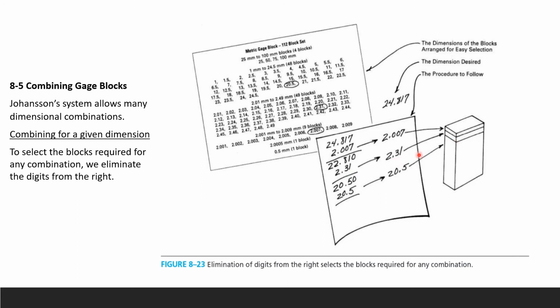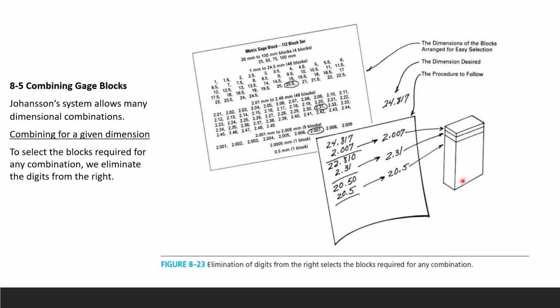The second block has been chosen because when you look at it, we subtract the 2.007 from the total. So the remaining length is 22.810. When you look at it, the last digit is 1. So I'm going to go back to my set and select the 2.31 block. I subtract that 2.31 block from 22.810, and I got 20.50. I go back to my set and select the last block, which is 20.5.